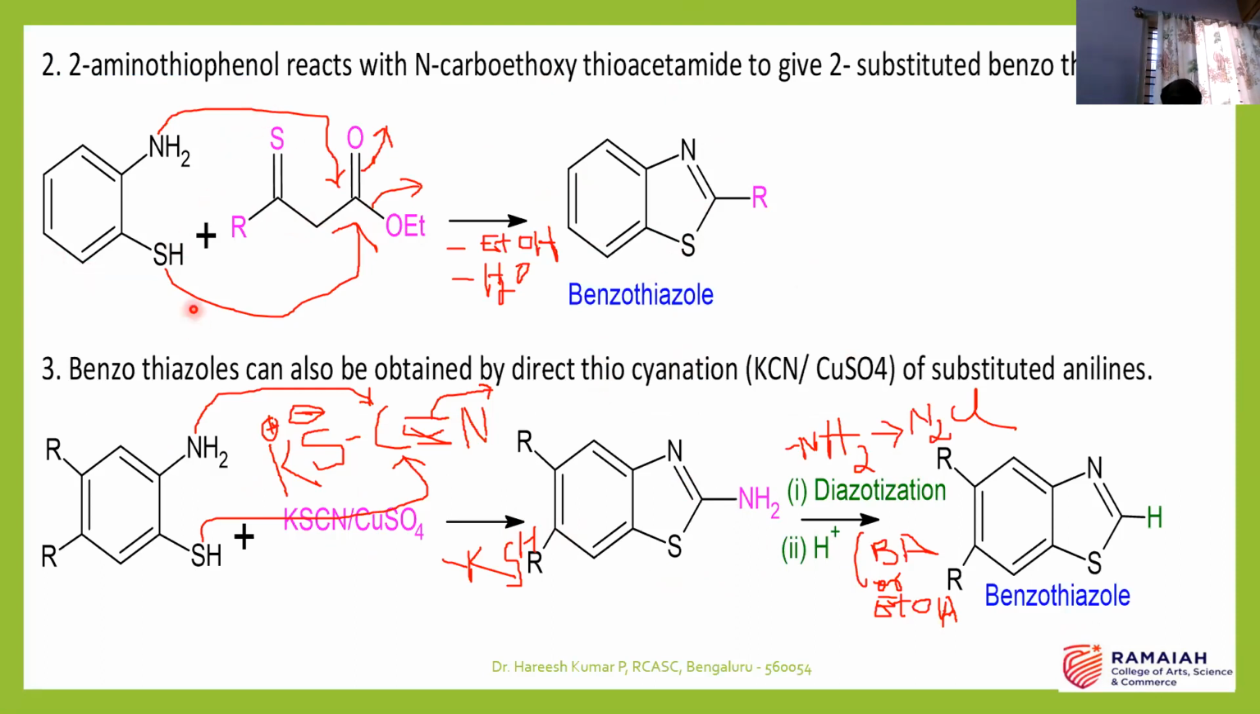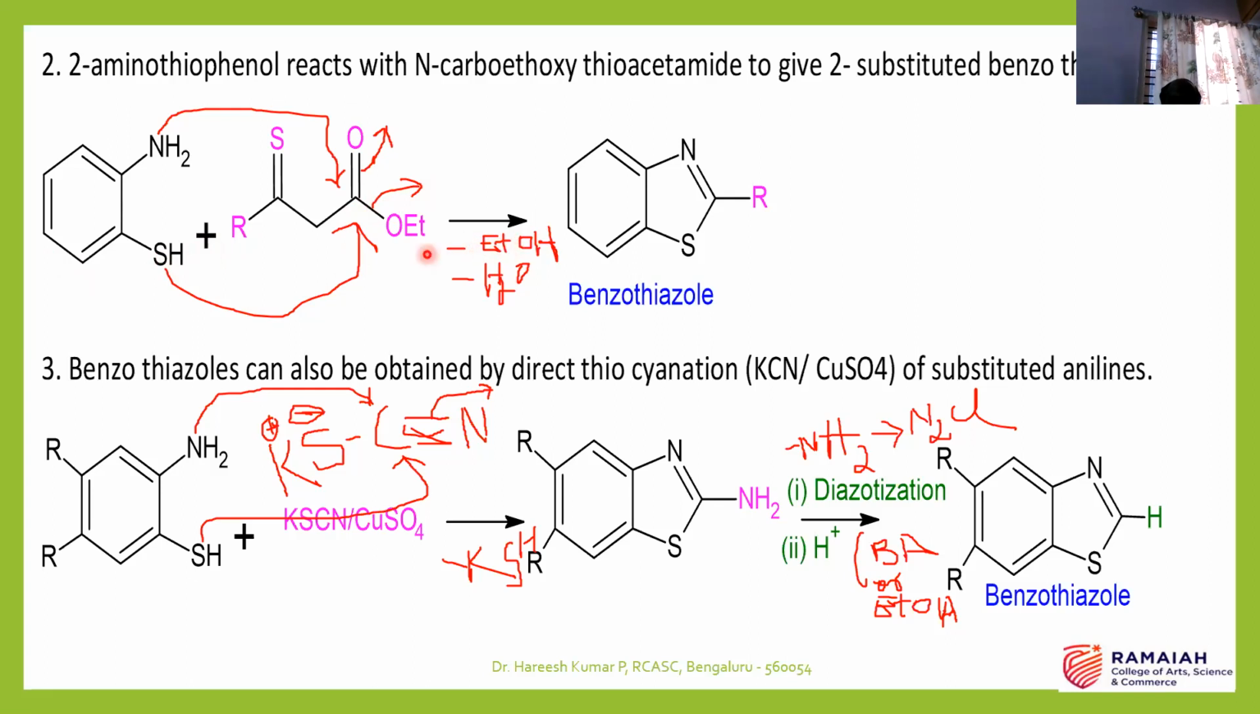So what will happen? The SH. Now SH is also a nucleophile. So the lone pair or the bond pair can attack this carbon. Why is it attacking this carbon? Because this is electron deficient. So then what will happen? OEt, ethoxy, along with this proton goes out as ethanol.